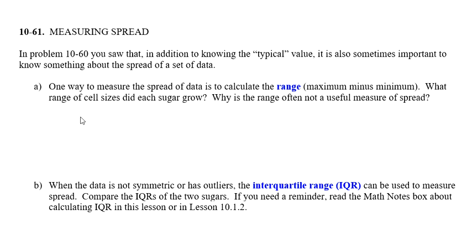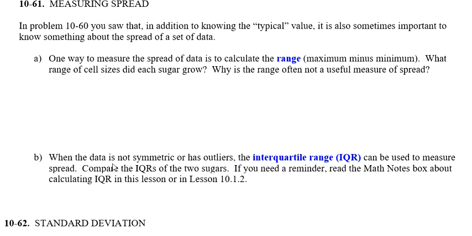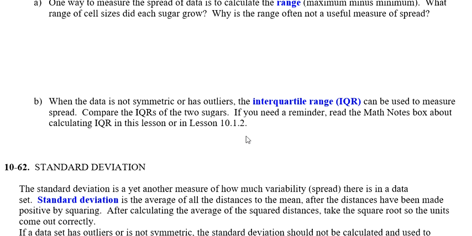And for both sugar W and sugar P, what's the range of each one of those? I'll be looking for your responses here. And then finally, when the data is not symmetric or it has outliers, the interquartile range can be used to measure spread. Compare the IQR, the interquartile range, of the two sugars. If you need a reminder, you can look that up in the math notes from lesson 10.1.2 in your textbook.